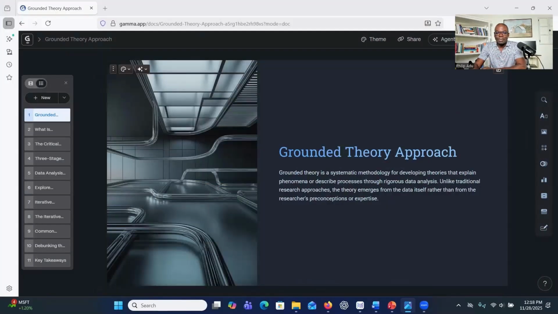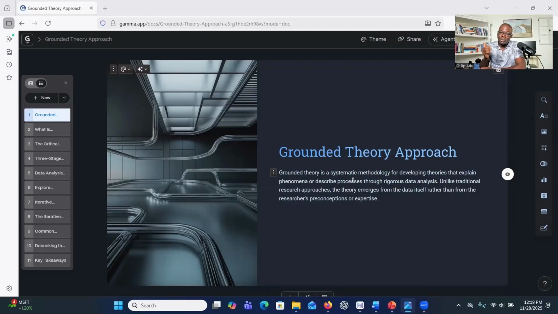Back to the topic, grounded theory approach. So think about grounded theory approach as the way of collecting and analyzing your data with the main goal of developing a theory to explain something. So let's say you want to focus on burnout and you want to develop a theory to explain how people experience burnout. You can use grounded theory.